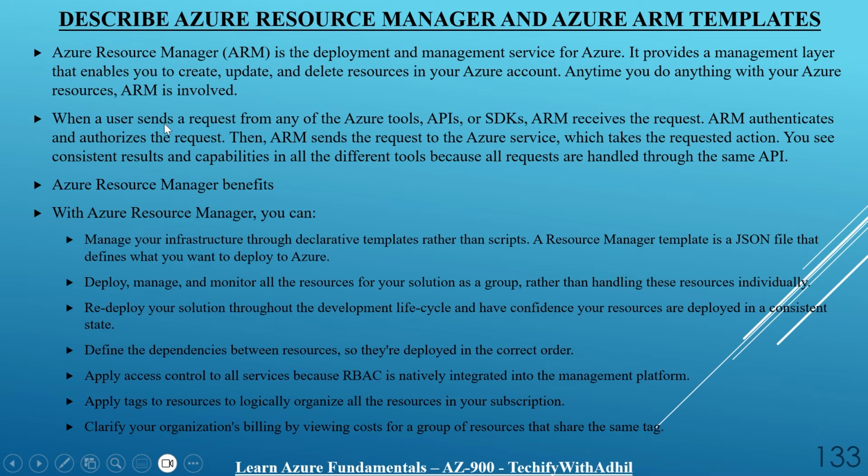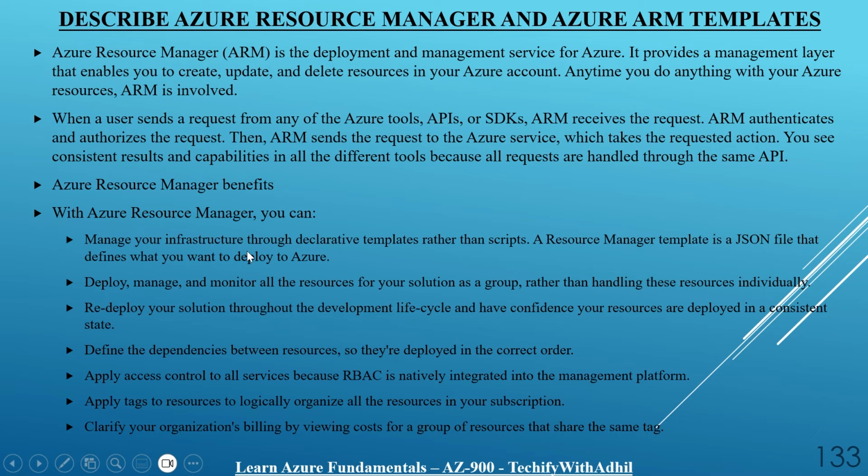When a user sends a request from any of the Azure tools like API or SDK, ARM receives the request. ARM authenticates and authorizes the request. Then ARM sends the request to the Azure service, which takes the requested action. You see consistent results and capabilities in all different tools because all the requests are handled through the same API. This is one of the important things you will have to take note of: the importance of using ARM.